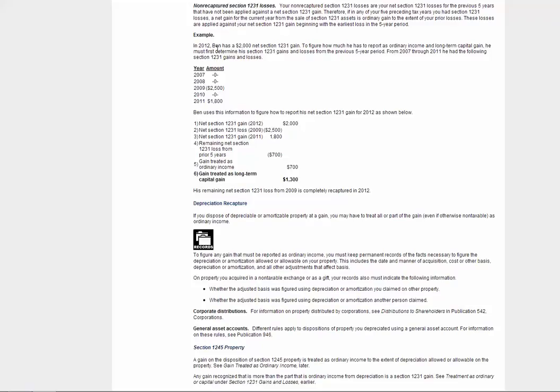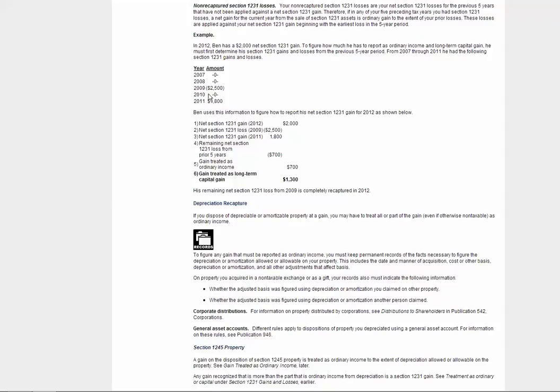In 2012, Ben has a $2,000 net Section 1231 gain. So again, 2012. He sold some office machinery. He made $2,000 on selling it. To figure how much he has to report as ordinary income and long-term capital gain, he must first determine his Section 1231 gains and losses from the previous 5 years. So, from 2007 to 2011, he had the following Section 1231 gains and losses.